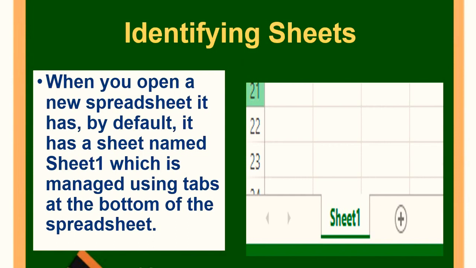The next topic is identifying sheets. How can I identify sheets in the workbook? It's simple, by using the name. If we want to change the name of a sheet, we can do it by using the rename sheet option. Whenever you open a new spreadsheet, by default it has a sheet named Sheet 1. Here I have a picture of a sheet with the name Sheet 1. By default the first sheet has the name Sheet 1.